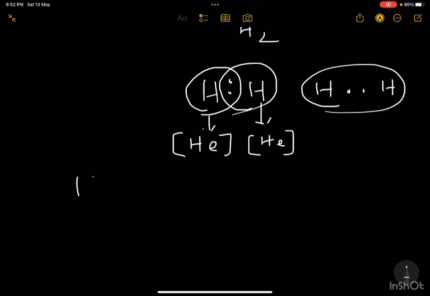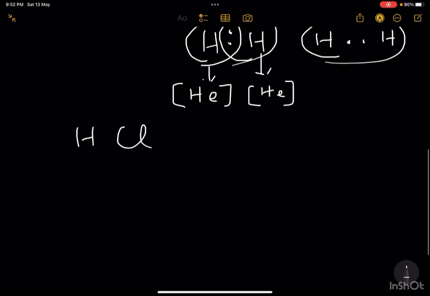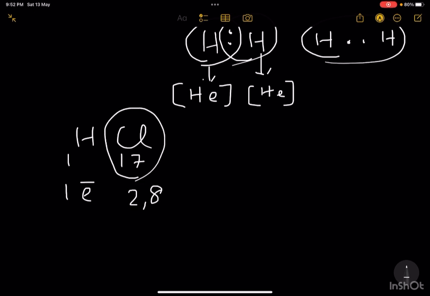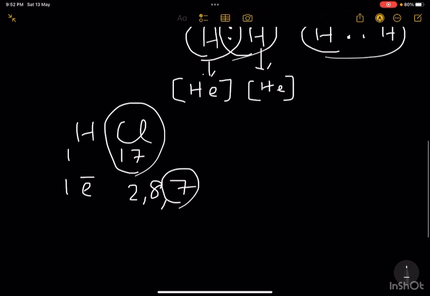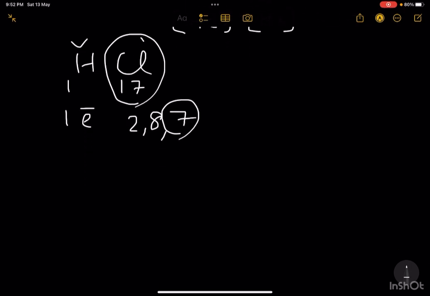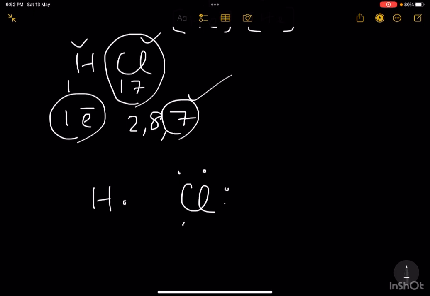Next, HCl. You see, the atomic number of H is 1 and the atomic number of chlorine is 17. It has 1 valence electron, and this chlorine has 7 valence electrons. And H and Cl can be drawn as shown on the screen. H dot means H has 1 valence electron. This electron is written as 1 dot. And this chlorine has 7 valence electrons, can be drawn as shown.